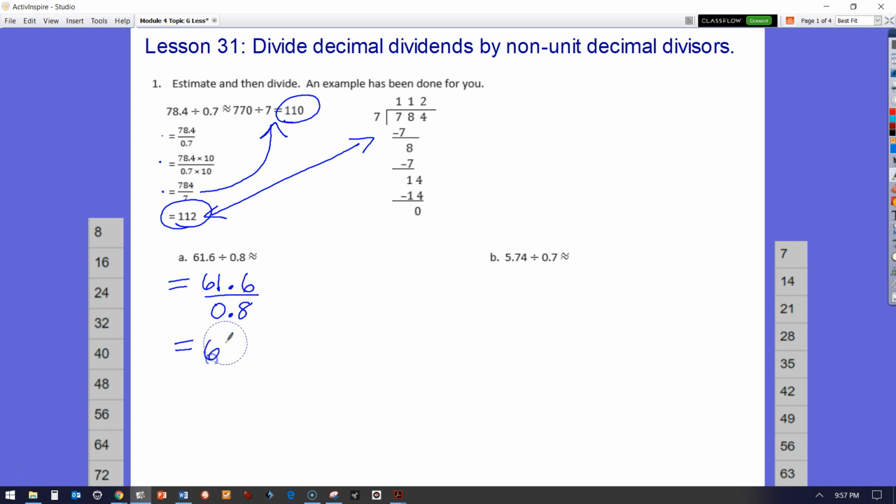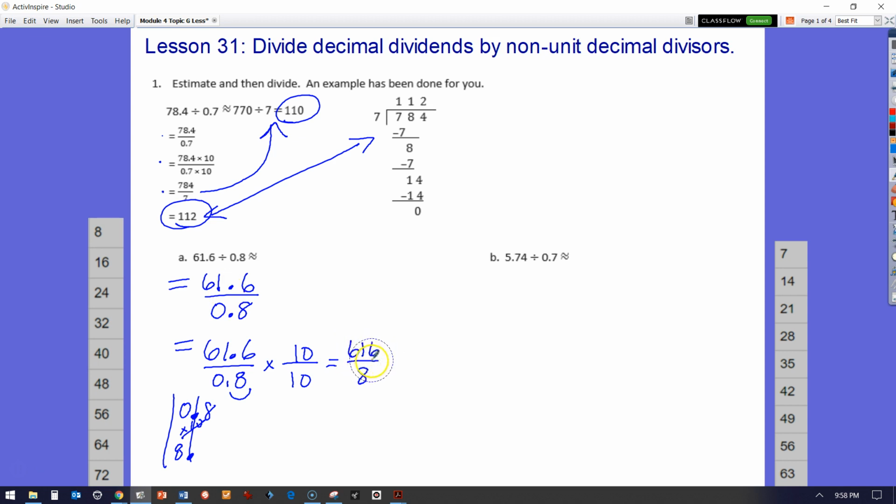So let's take a look here. We have 61 6/10 over 8/10, times 10 over 10. If I multiply by 10, that's very similar to just moving like that. So let's look at 8/10 on our base value chart. If I multiply 8/10 by 10, I would just move over and be in my ones place. So 8/10 times 10 is 8. And in like fashion, if I multiplied 61 6/10 times 10, it would be 616.